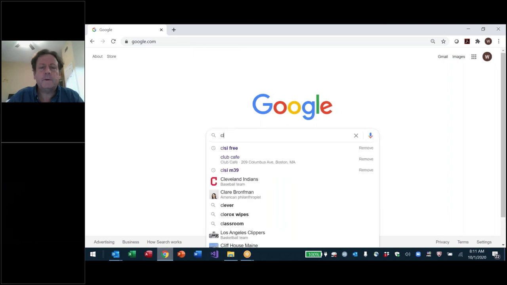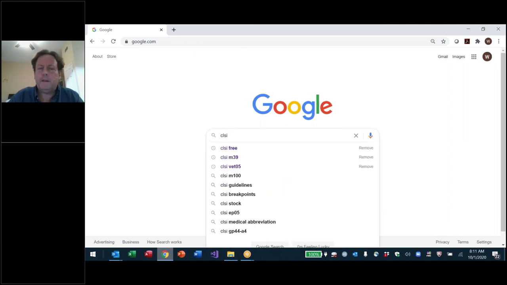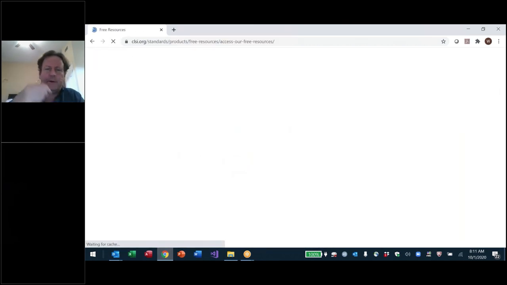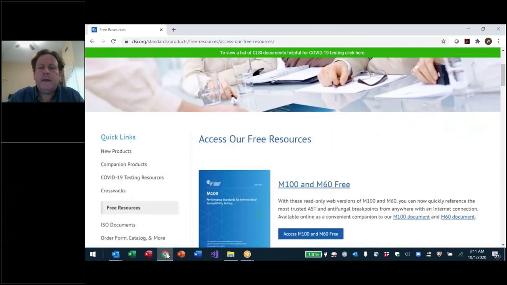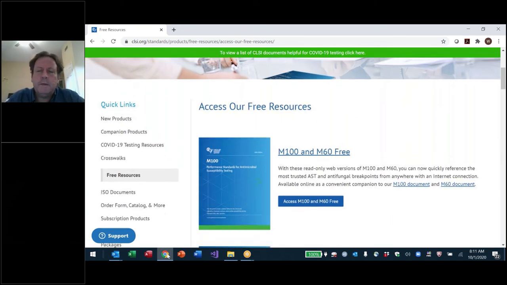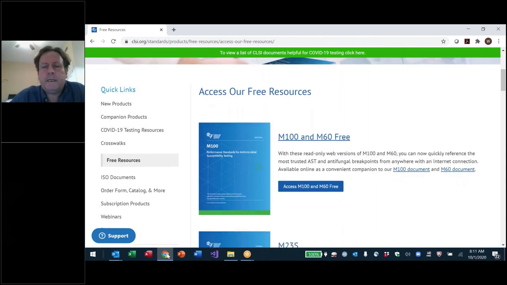I hope all of you are familiar with CLSI M100. If you're not familiar with this document, this is the free version of the document. The M100 is the document on how to interpret antibiotic measurements, zone diameters, MIC values. This document is updated every year. It's the breakpoint tables for disk diffusion and MIC. M100 is the tables for routine bacteriology.